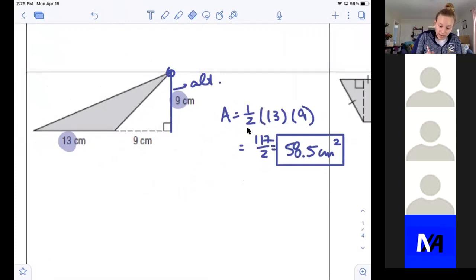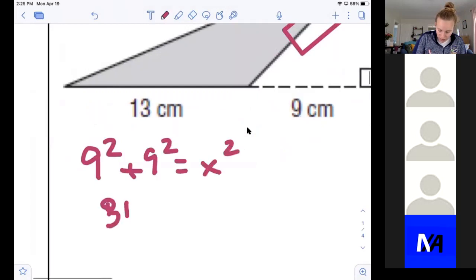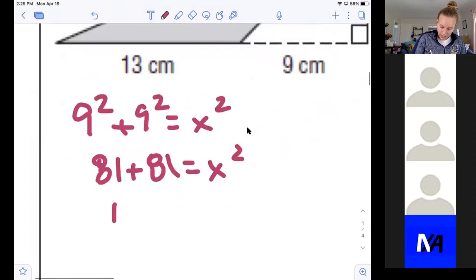Okay. So I'm going to find the missing sides. I'm going to start by finding this side right here. And my initial thought was Pythagorean theorem. So I'm going to do Pythagorean theorem. I've got 9, 9, and then x. So we'll do 9 squared plus 9 squared equals x squared. 81 plus 81 equals x squared. 81 plus 81 is 162.